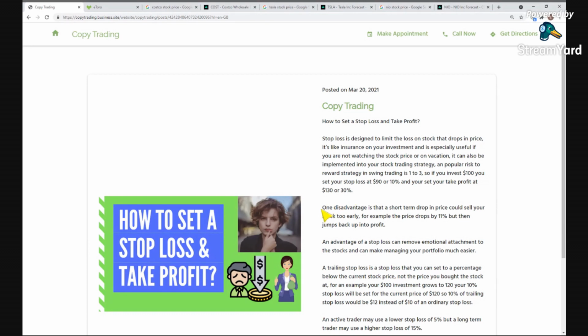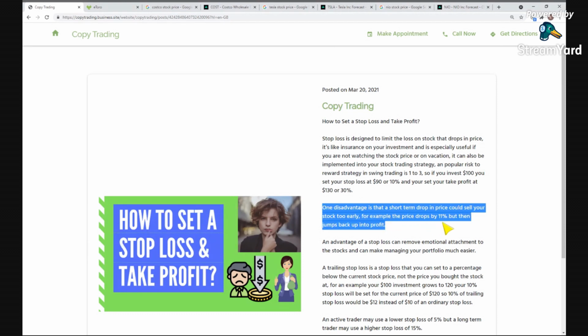Okay. So one disadvantage is that short-term drops in the price could sell your stock too early if you have a stop loss. For example, if the price drops by 11%, but then jumps back up in profit, so you had your stop loss set at 90, so it dropped to $89 and it sold off the stock, but then it went straight back up to 100, you can lose out on that 10%. So you've got to be careful with that, but I'm going to show you how I'm going to avoid that.